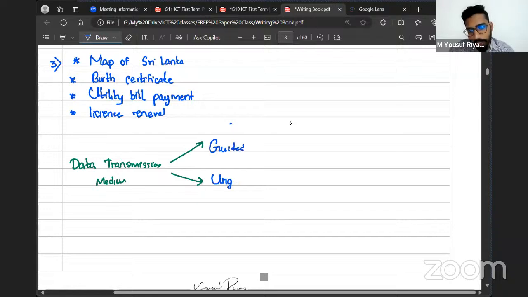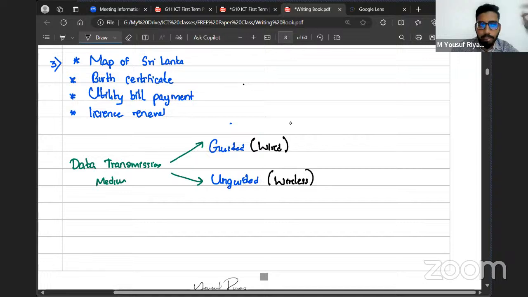Basically, what does guided mean? Tell me another word we can use for guided. Exactly. Guided means basically a wired network. And unguided means, exactly, it's a wireless network. So guided means wired network and unguided means wireless network.